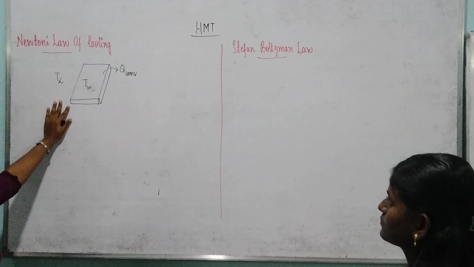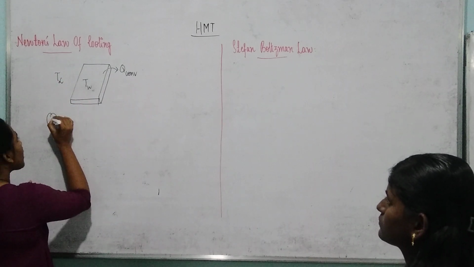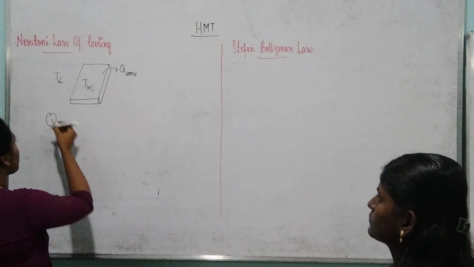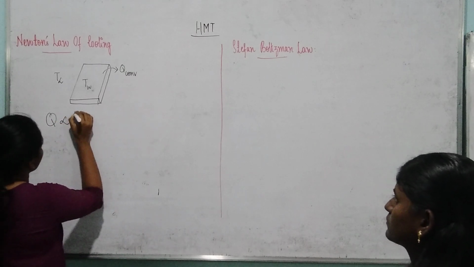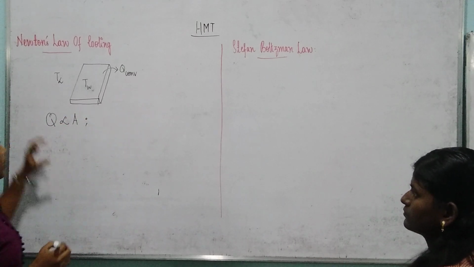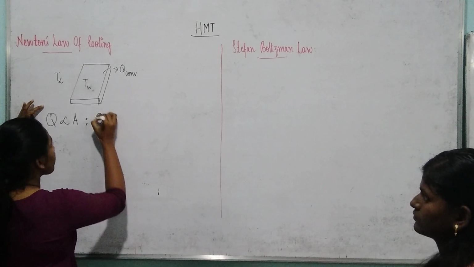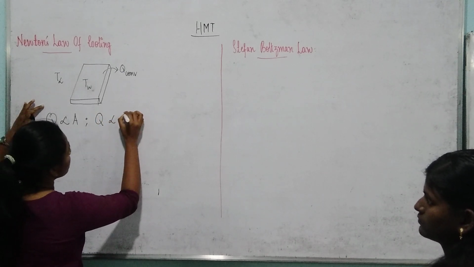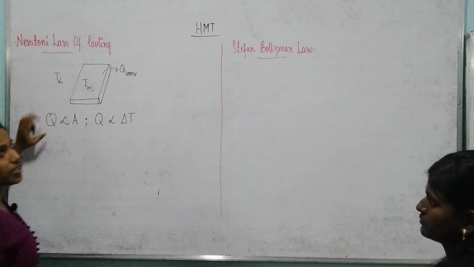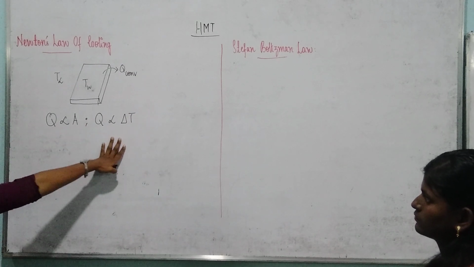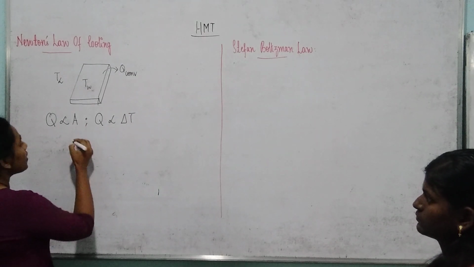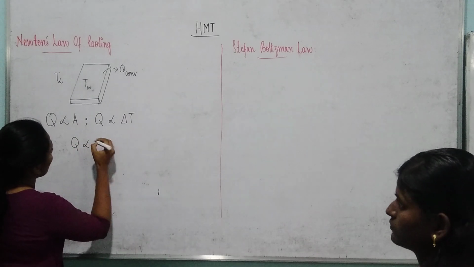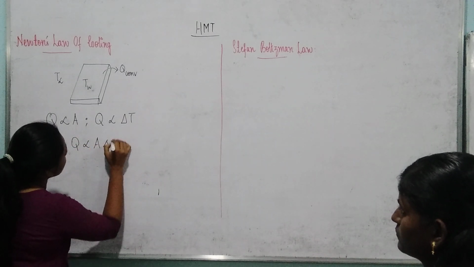So according to Newton's law of cooling, firstly the heat transfer rate Q is directly proportional to area. This is the first concept. The second one is heat transfer rate is directly proportional to the change in temperature. So these are the two concepts that we have considered. When we write it in the same equation, Q is directly proportional to A delta T.